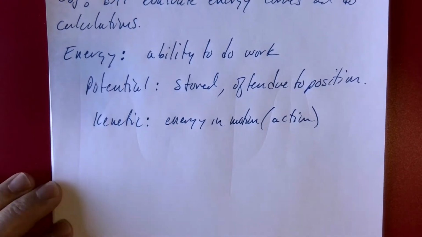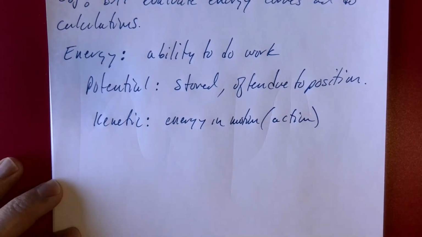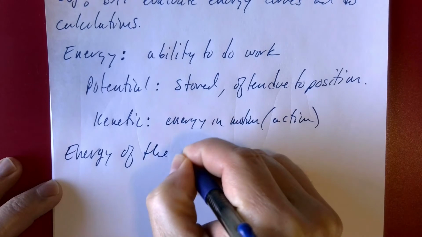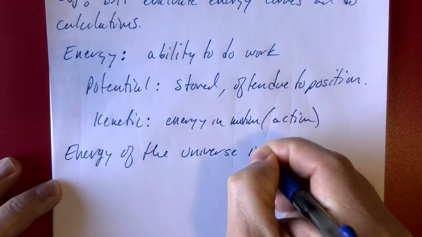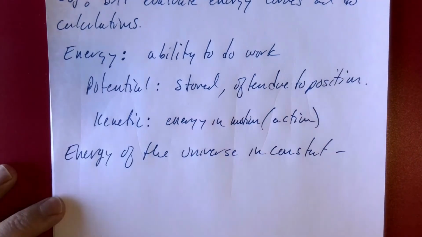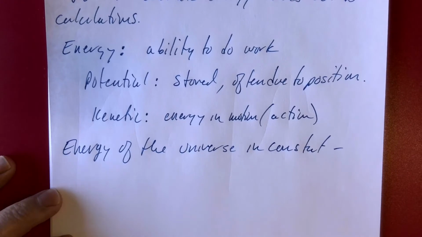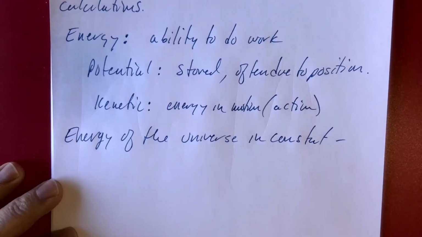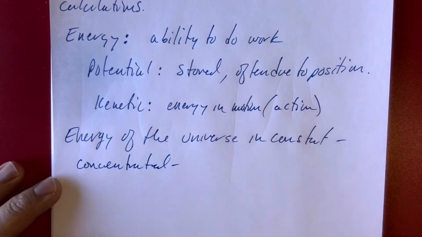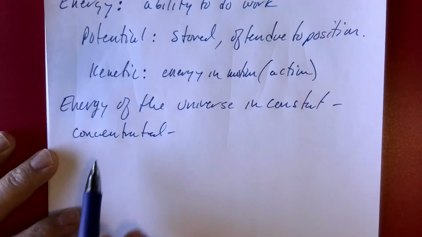Now, when you talk about these two, you need to understand something. Is that the energy of the universe is constant. And it is a mixture of potential and kinetic energy. Now, the most beneficial kind of energy to us is concentrated energy. Concentrated energy. Okay? Now, can anybody think of an example of concentrated energy?